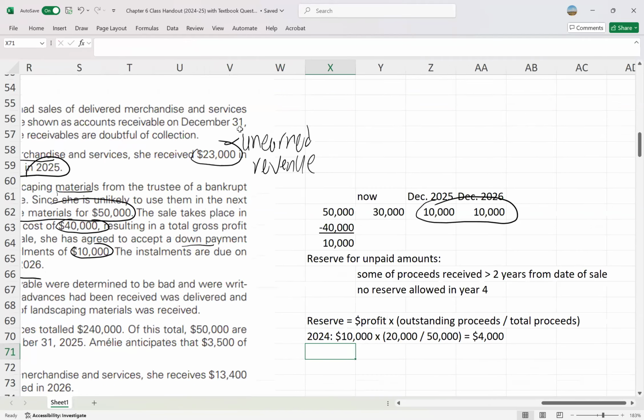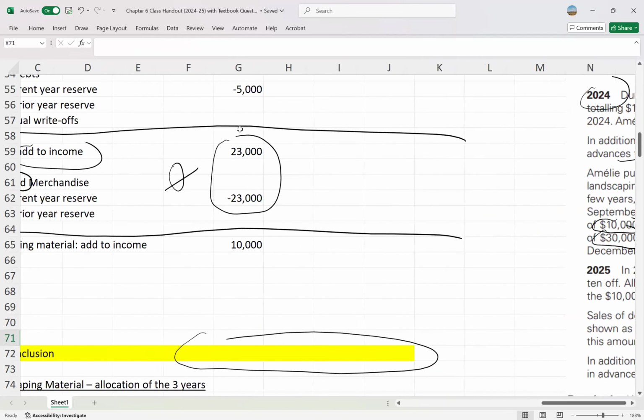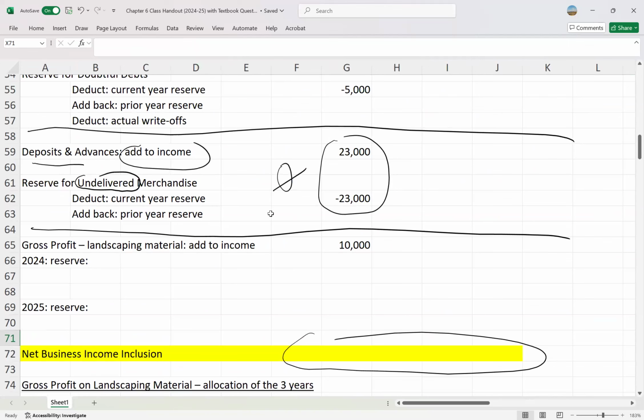So we go to our column for 2024. We can see here that we include the 10,000 profit. We get to take a reserve of 4,000. So we're only including 6,000 this year. We're only including 6,000 this year. Once again, because 40% of the proceeds are still outstanding.